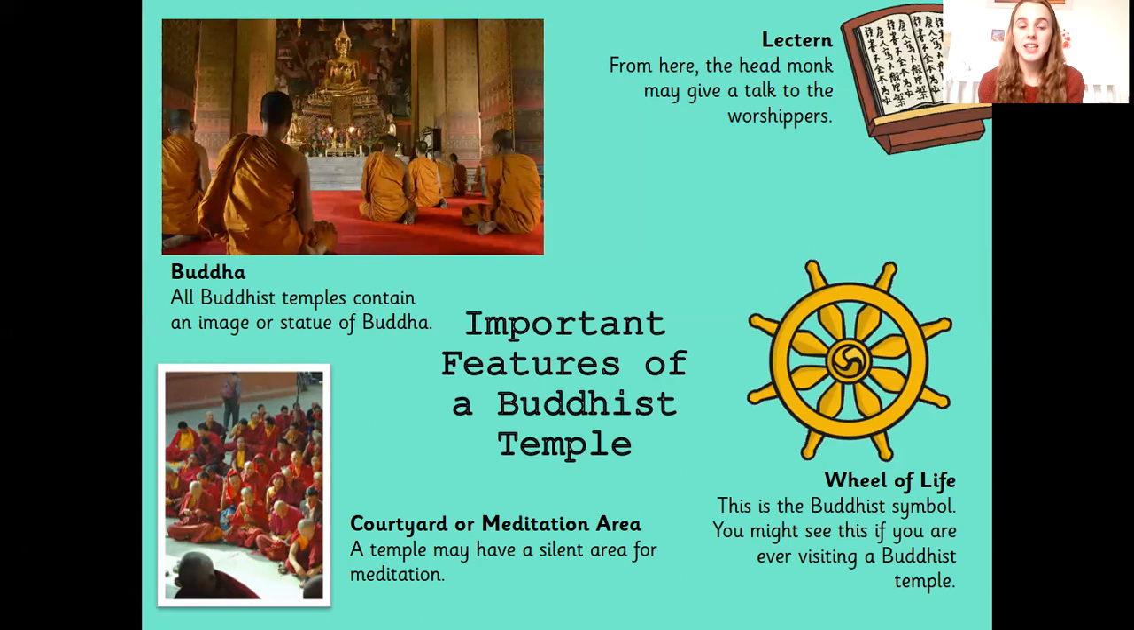Lastly, you have seen this before, is the Wheel of Life. This is a Buddhist symbol. So if you see this symbol, you know that you're inside a Buddhist temple. It's the Wheel of Life, and this is central to the Buddhist religion.